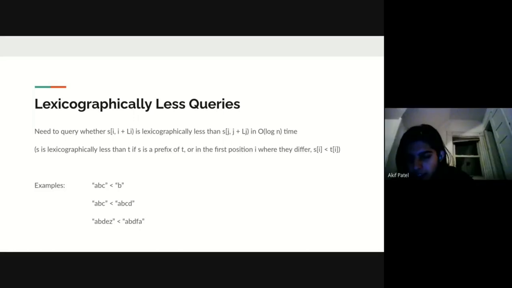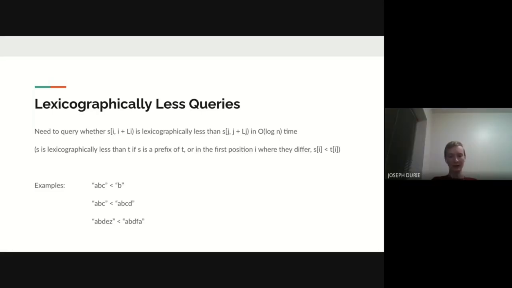You can compute the hash of each letter and find the point at which they differ. Well, how do we know where they differ? Right, because you can't loop through it, because that's linear time. But how do we know when they differ? And the other hint, once again, is think about the previous problem.